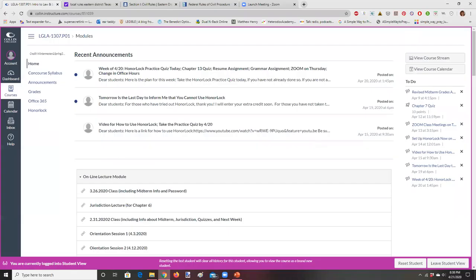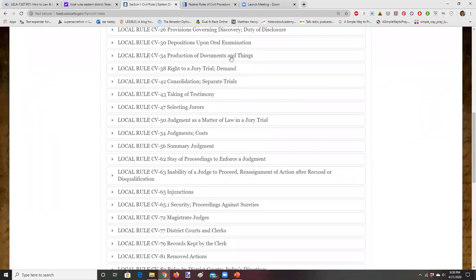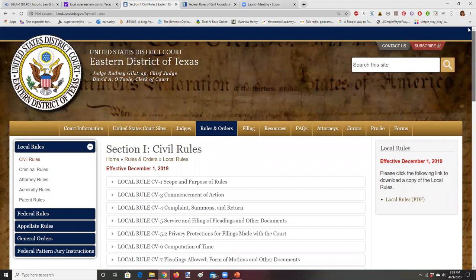Before class began, I went ahead and pulled up some local rules. To get these local rules, all I did was Google local rules, Eastern District of Texas, and I got this section, and then I went into the local rules and I picked civil rules. You can see here we've got several rules, and you can see they're numbered, but they're not numbered necessarily. I mean, they're numbered in order, but there are some gaps, and that's because they're based upon the federal rules of civil procedure. But there is no local rule on Federal Rule Civil Procedure 2, so there is no local rule 2. And you can see down here, there's actually two local rules relating to Federal Rule Civil Procedure 5.